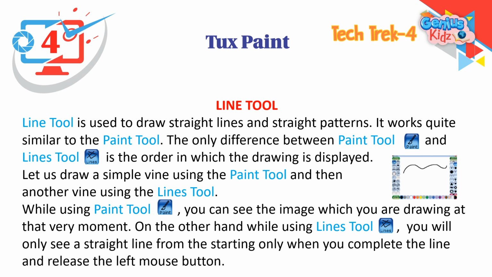The only difference between paint tool and lines tool is the order in which the drawing is displayed. Let us draw a simple vine using the paint tool and then another vine using the lines tool. While using paint tool, you can see the image which you are drawing at that very moment. On the other hand, while using lines tool, you will only see a straight line from the starting only when you complete the line and release the left mouse button.